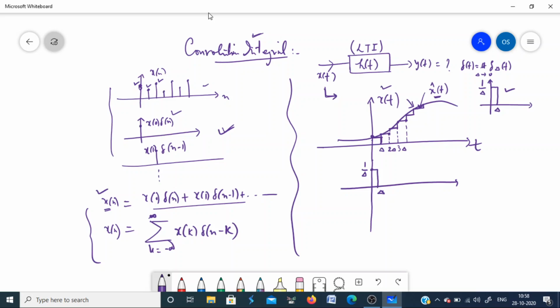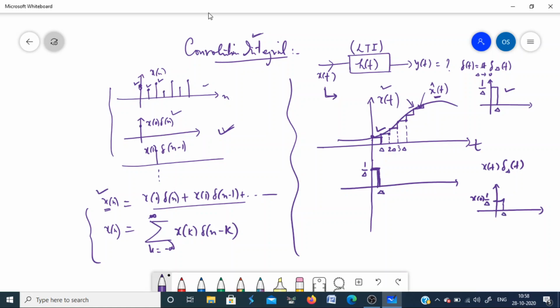It means if you multiply xt with del t, what you are going to get is, because this height is 1 by delta, when you multiply this function with this function, its amplitude values will be scaled by 1 by delta. So you will get the same function like this, but this value will now be x0 into 1 by del, isn't it? Up to del.